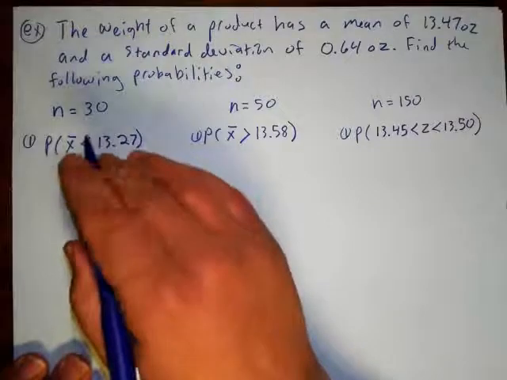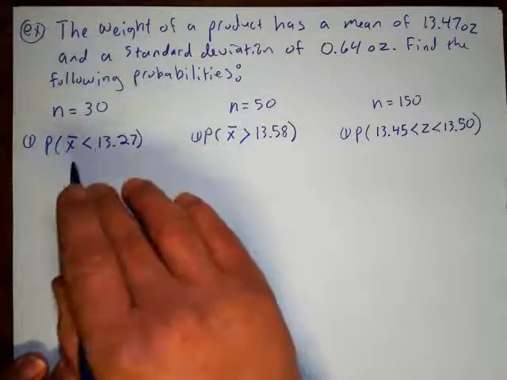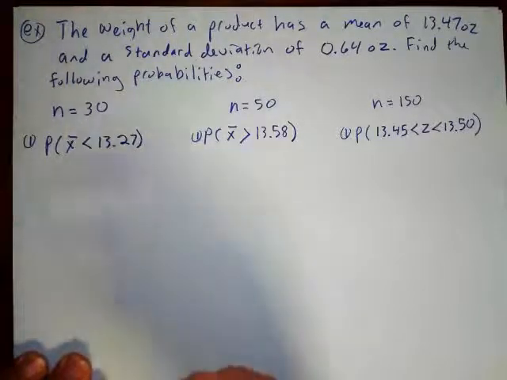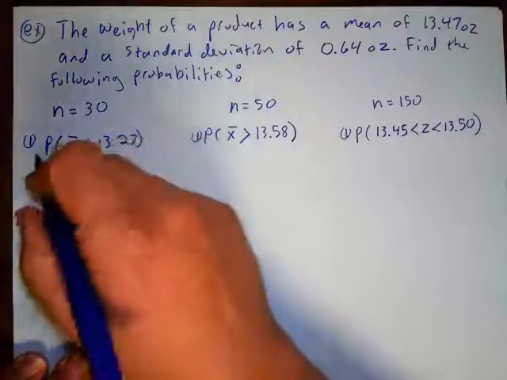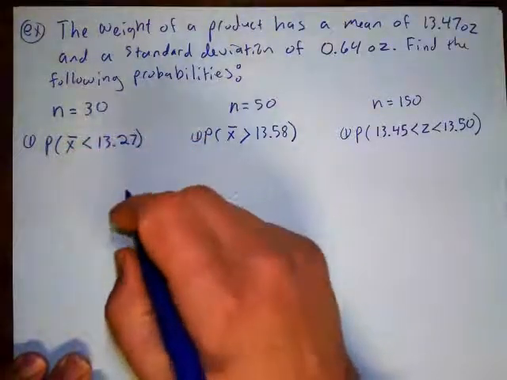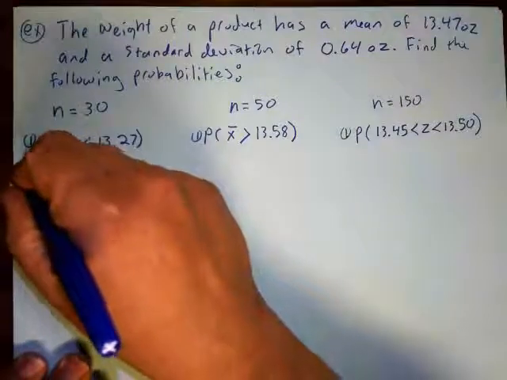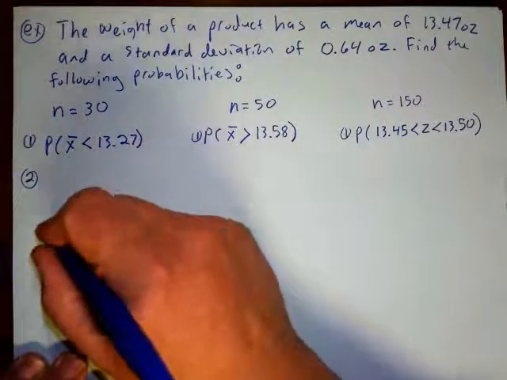So let's say we have a sample of size 30, and we want to know the probability that the mean of the sample is less than 13.27 ounces. So that's step one. That's the x bar probability. Step two, we're going to draw a diagram.